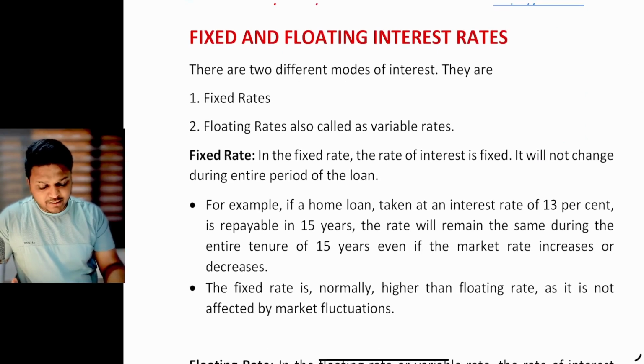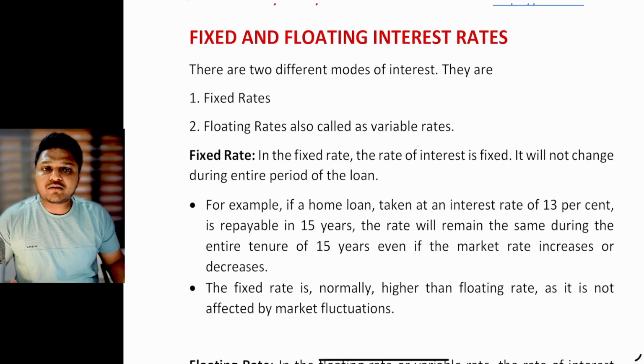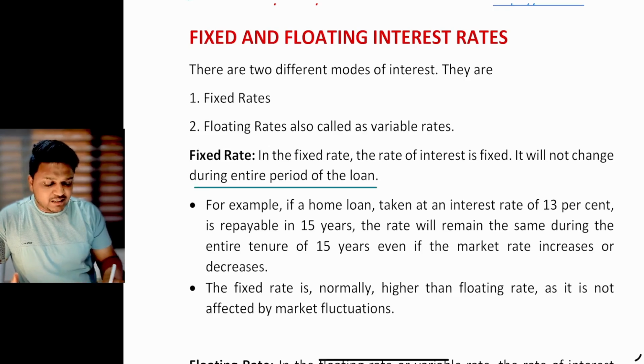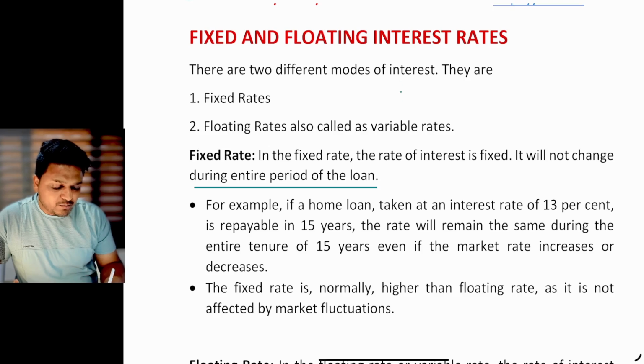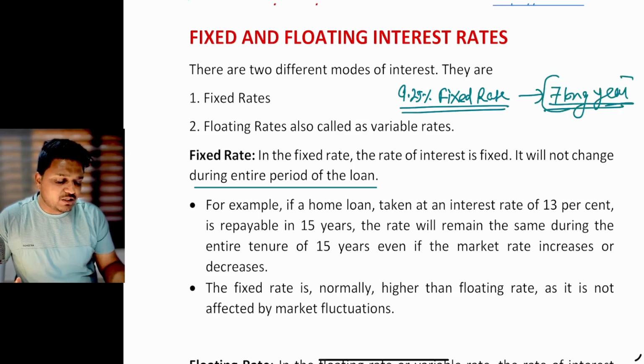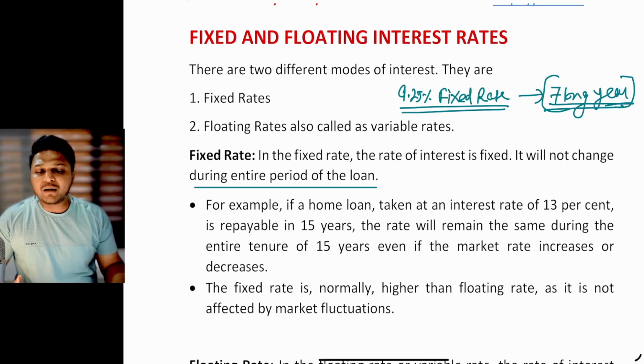Now, what do you remember about fixed rate and floating rate? Fixed rate is where the interest rate is fixed and there will be no change during the tenure of the loan, right? Let's say you borrowed a car loan at 9.25% fixed rate. In that scenario, for the whole tenure, let's say the loan was borrowed for 7 years, for 7 long years, the same interest of 9.25% will be charged. No matter what the market rate is, you'll be charged at 9.25%.